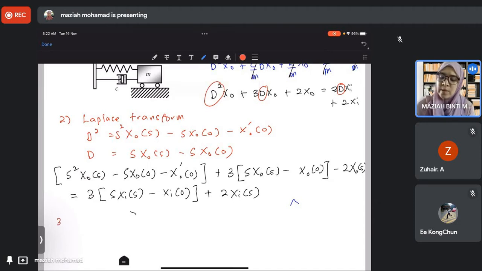Okay, then we do the third step, which is apply initial condition. Doktor. Yes. The one before, equal to plus 2 or minus 2? Plus 2. Because this is plus. Okay. Apply initial condition.